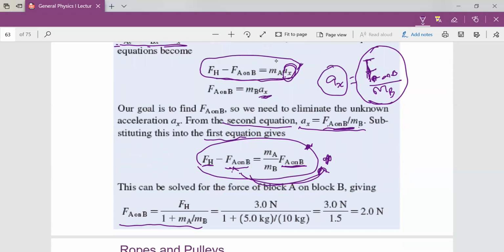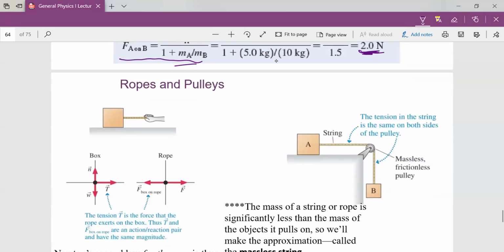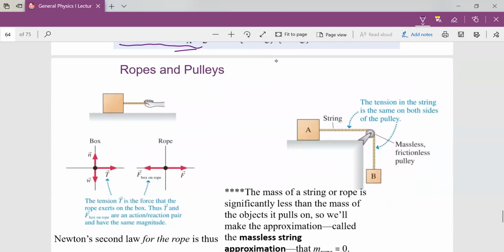You're welcome. So we now put in our values. The force from the hand is given. Every other parameter is given, and we obtain the force of A acting on B to be 2 Newton. So let's look at the last part of the discussion for today, which is the rope and pulley.